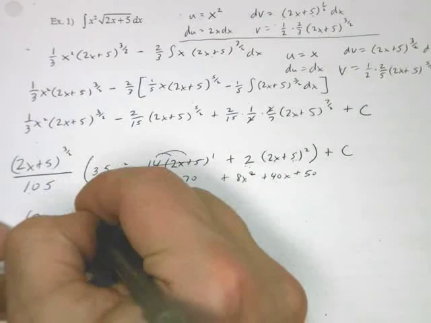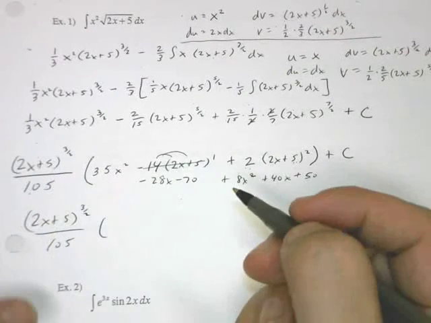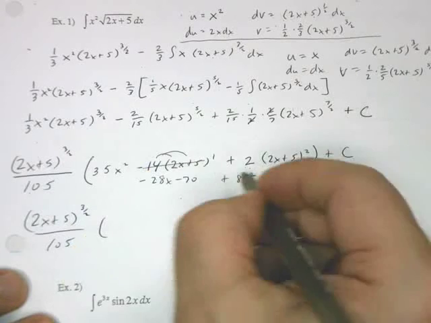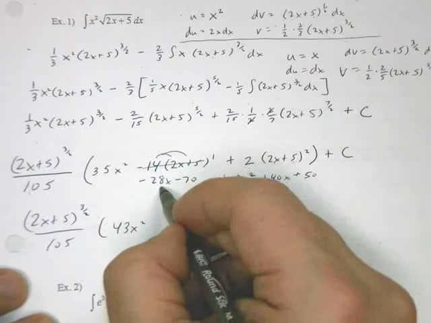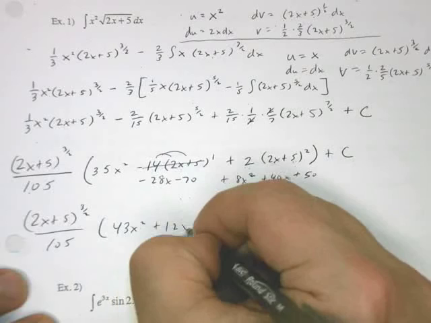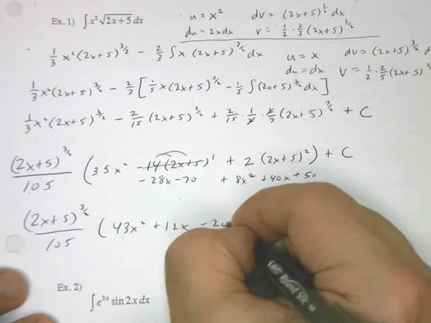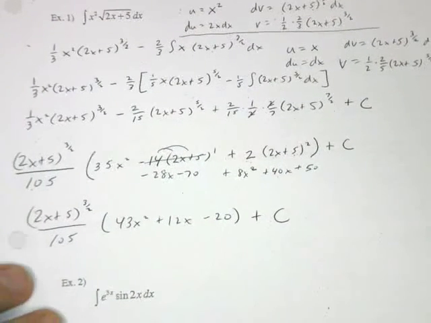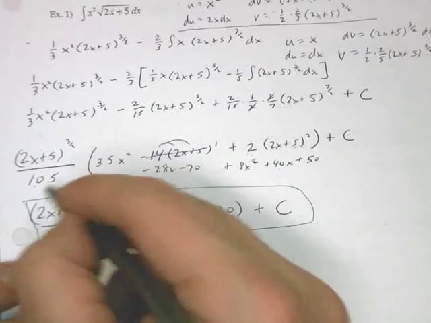We have 2x plus 5 to the 3 halves over 105. Inside I have a 35x squared and an 8x squared, so we have 43x squared. Minus 28x plus 40x, we get a plus 12x. And minus 70 plus 50, we get a minus 20, plus c. And yes, that problem is now done.